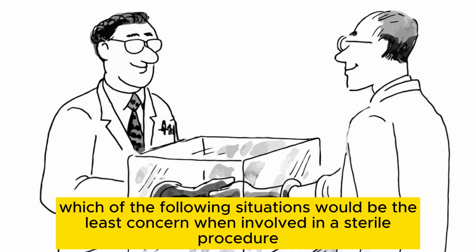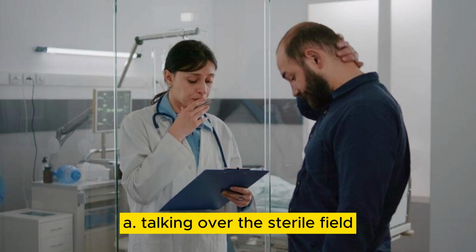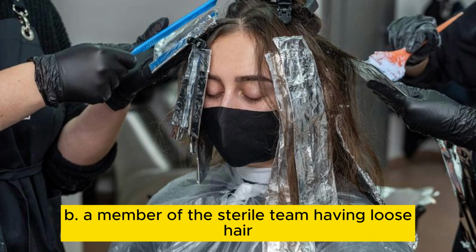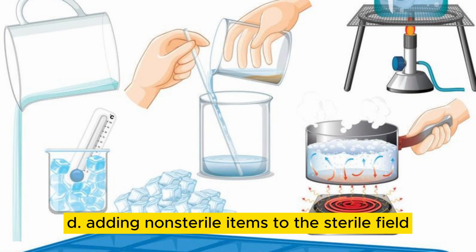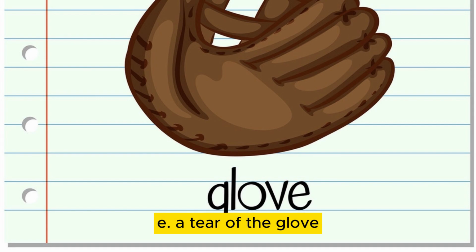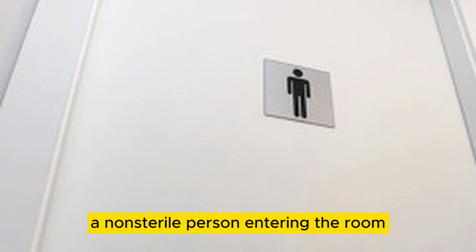Which of the following situations would be the least concerned when involved in a sterile procedure? A. Talking over the sterile field. B. A member of the sterile team having loose hair. C. A non-sterile person entering the room. D. Adding non-sterile items to the sterile field. E. A tear of the glove. A non-sterile person entering the room.